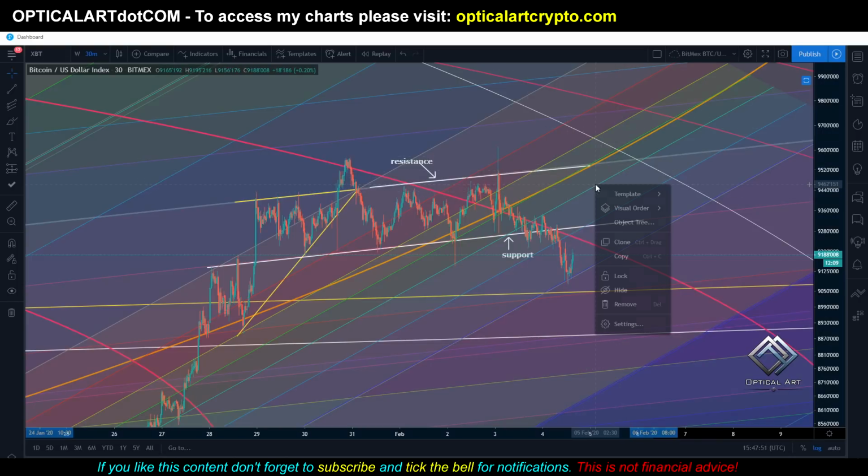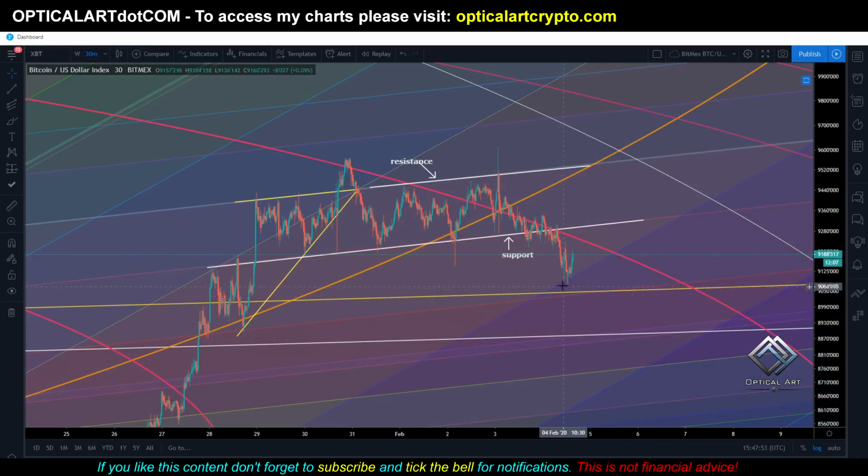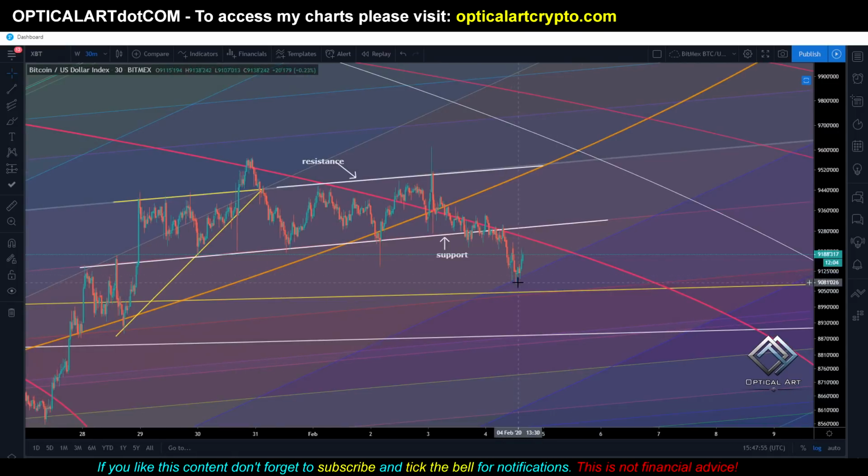So, if I hide this, this is how the chart was. And you can see we dropped down right to this blue line, as I mentioned in that previous video. It's perfect support. Let me put this back.